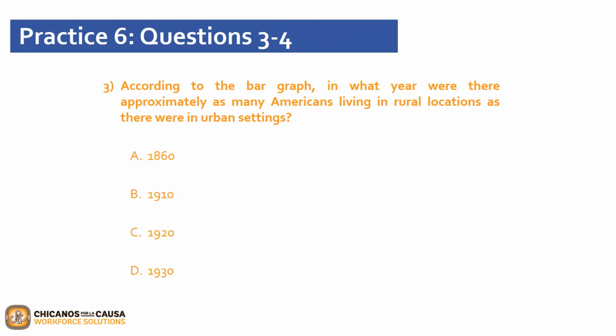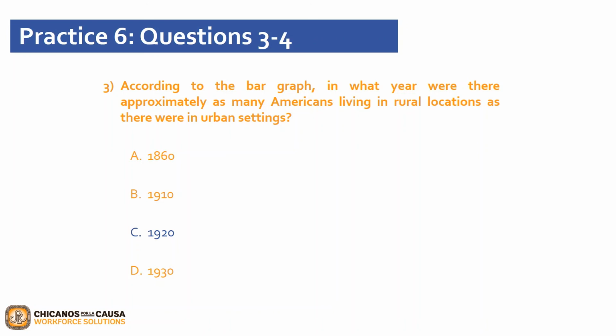If we look at our options using the chart, we can see that in 1860, the rural population was higher than the urban population. In 1910, there was only a 5 million difference between the urban and rural population. And in 1930, the urban population reached its peak. By using the chart and analyzing our options, the best answer to this question is C. During the 1920s, there was an almost equal amount of urban and rural populations.